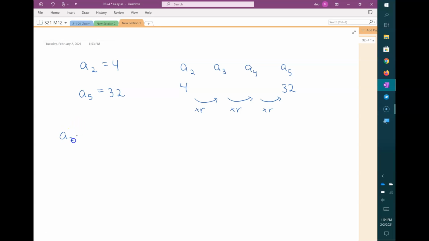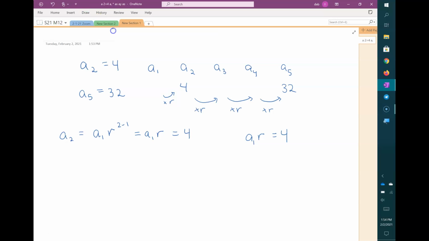So a sub 2 we know is a sub 1 times r to the 2 minus 1. So that's a sub 1 times r. And you can see that if you think about whatever a sub 1 was, I multiplied by r to get the 4. And I know that is 4. So I have one equation, a sub 1 r equals 4.